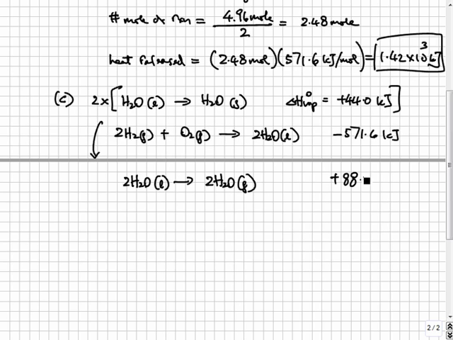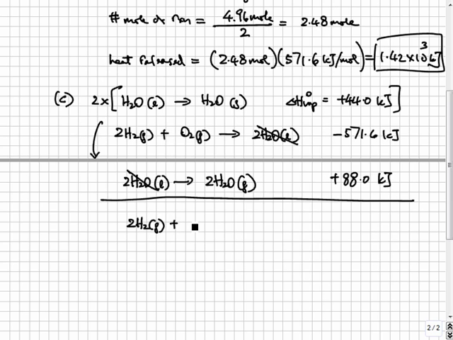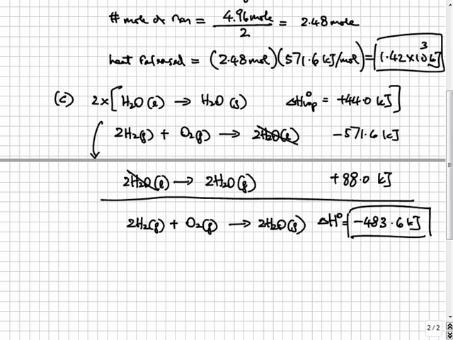So we will do that, but we will also need to multiply the delta H of the first reaction by a factor of 2. So now adding the two equations, we see that we get the correct overall reaction, but we also have to add up the two delta H's. So delta H for this reaction is equal to negative 483.6 kilojoules per mole.